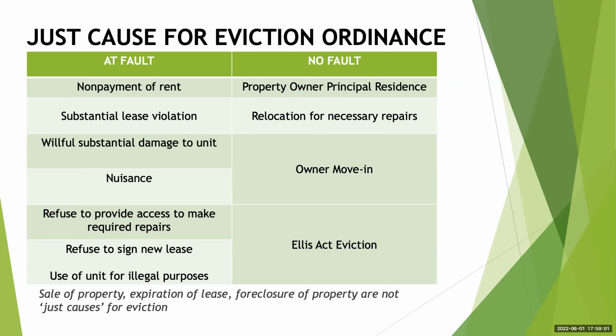Now you can refuse to sign a new lease. You are now a month-to-month tenant. The same terms of your previous lease apply, but they've missed the window to provide you with a new year-long lease to sign. So that's something to point out because we get a lot of confusion over that, both from owners and from tenants. On the right side, we have no fault evictions.